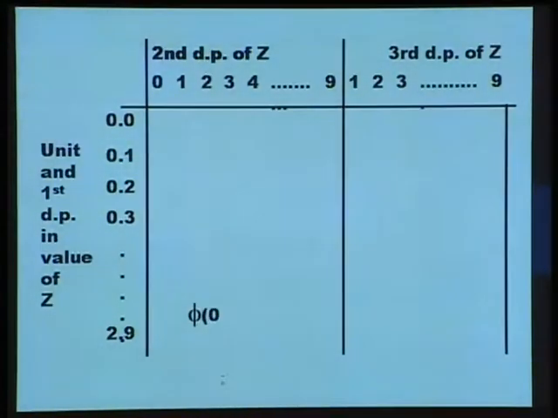Suppose that we have to find the value of phi of 0.123. So first of all, we'll locate 0.1 in the vertical column, in the first column. Then the second dp would be located in the top row, first part of the top row, which contains the second decimal places in the value of z.